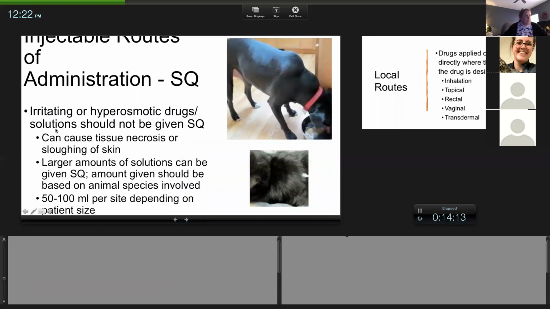Sub-Q, you have to be careful what you can give sub-Q. For example, for sedative reasons, this can take up to 45 minutes. It's not a preferred route because it can take so long for the drugs to kick in. You also have to be careful with irritating solutions, drugs that are hyperosmotic. For example, you can give sub-Q fluids, but you cannot give dextrose sub-Q fluids. That will cause sloughing of the skin.